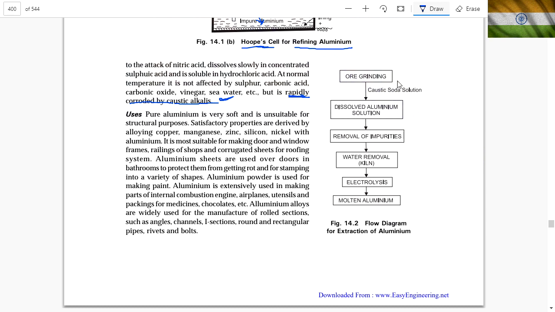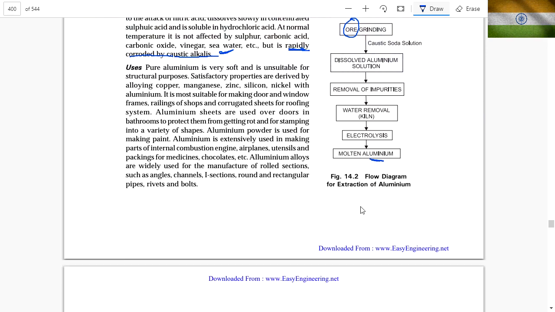This is the flow chart of how to convert the ore into molten aluminum. First of all, we do the grinding of ore, then we add the caustic soda solution to that ground material, then dissolve the aluminum solution, then removal of impurities that you have seen over here, then water removal, then electrolysis, which we also saw here, and we got the molten aluminum.